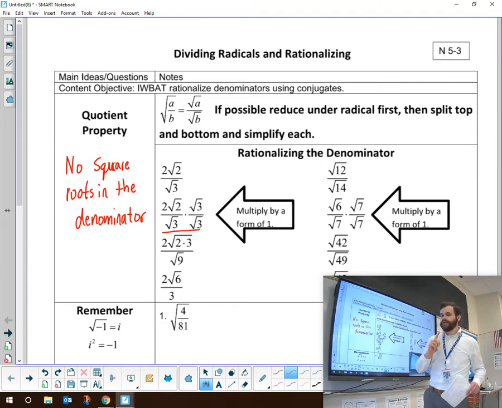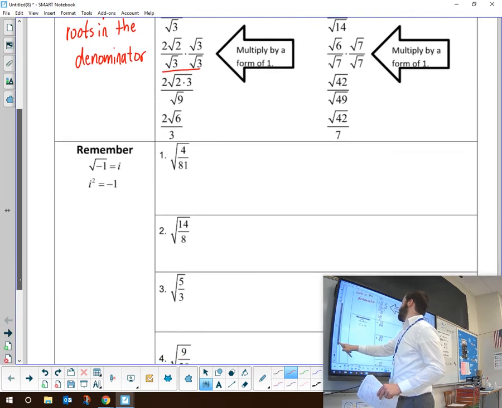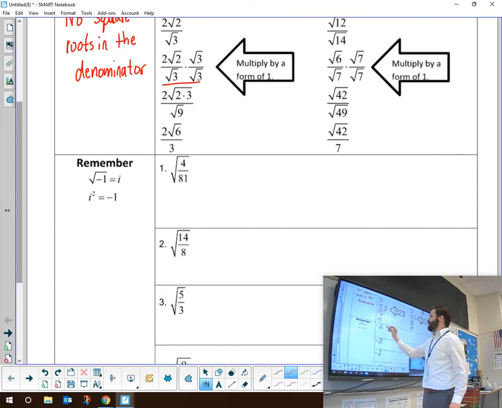We're going to start on an easy one. Let's go to number 1 here. Number 1, I have the square root of 4 divided by 81. Now this equals the square root of 4 over the square root of 81. So if you ever see a square root of an entire fraction, that's the same thing as saying the square root of the top over the square root of the bottom.